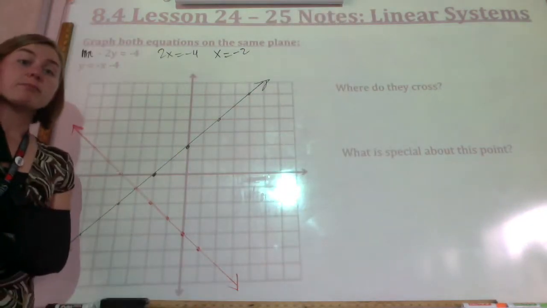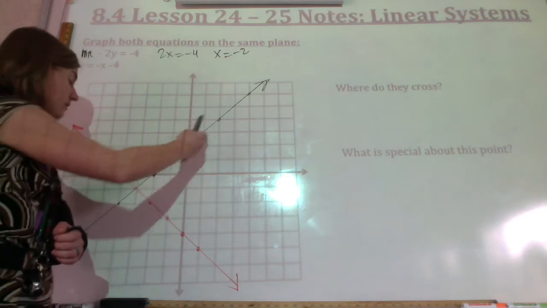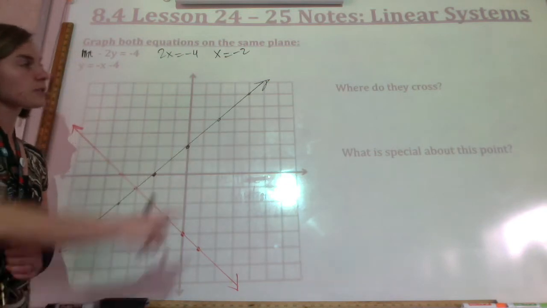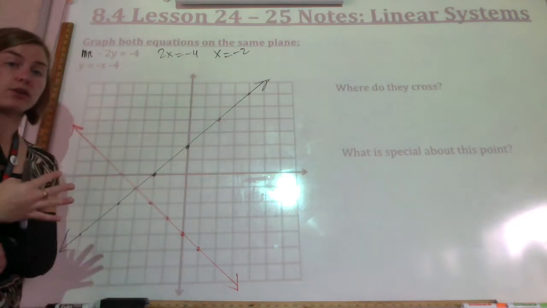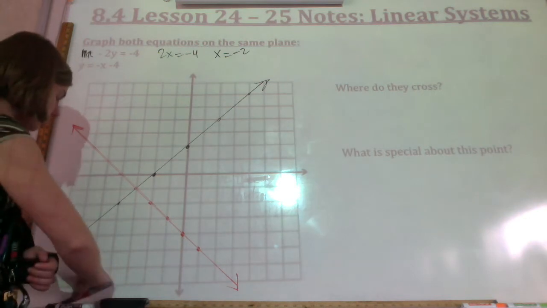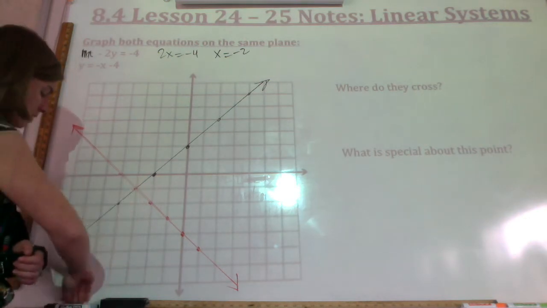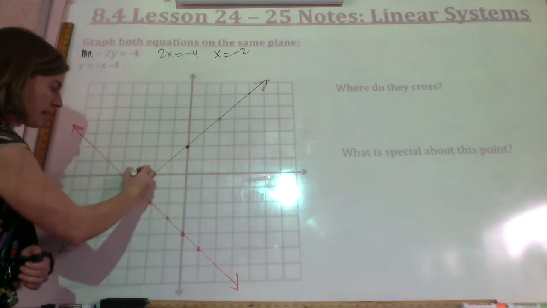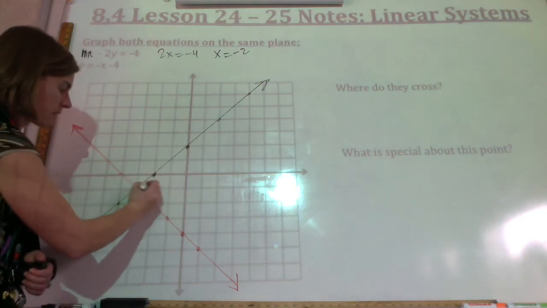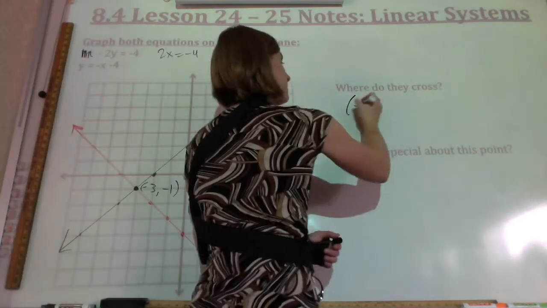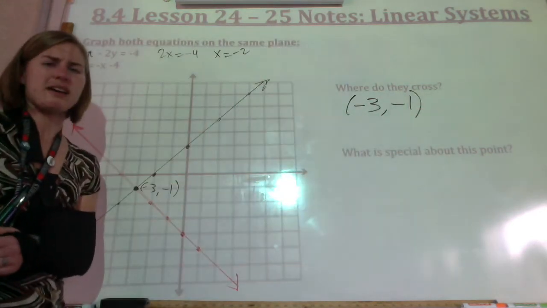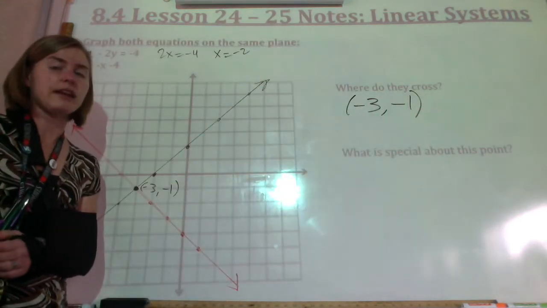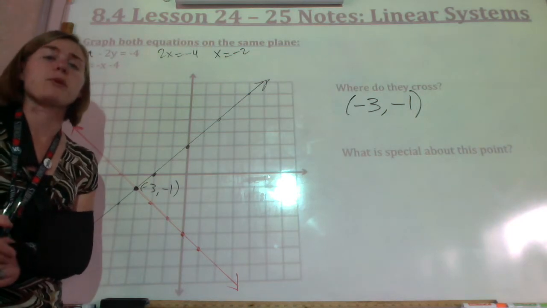So here we've graphed both equations, and we can see that they cross. So next it asks us, where do they cross? At what point do they cross? Well, they cross right here in the middle. So we have a crossing point right here at negative 3, negative 1. But why does that matter? Why would we care that they cross at negative 3, negative 1? What would be so special about that point?